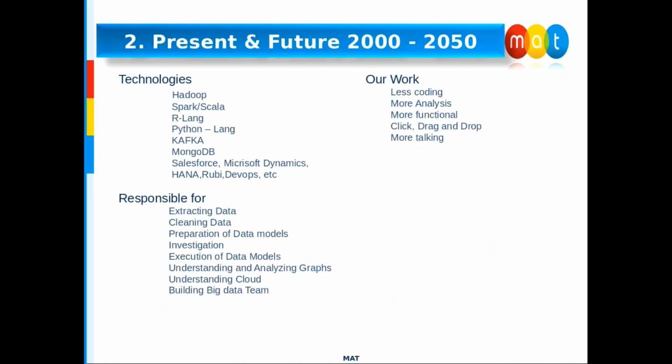So what are the different technologies in big data? The different technologies are Hadoop. You must have heard about Hadoop, right? Hadoop. What is the meaning of Hadoop?